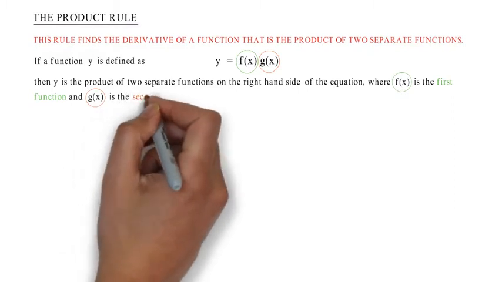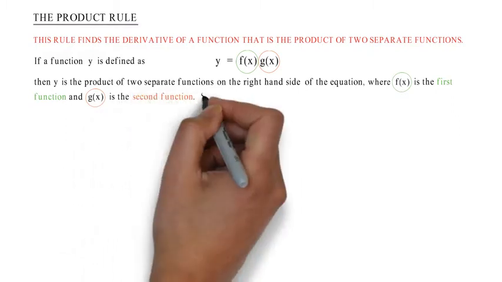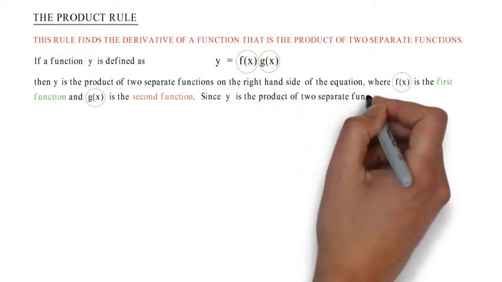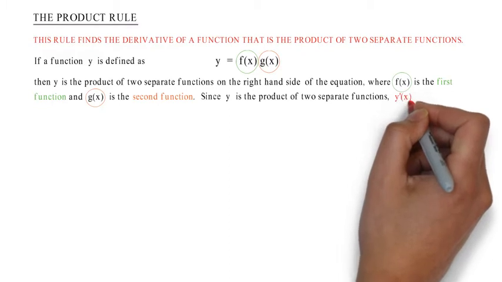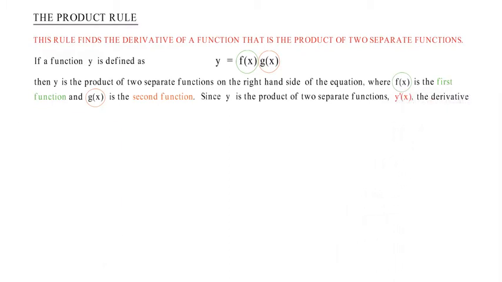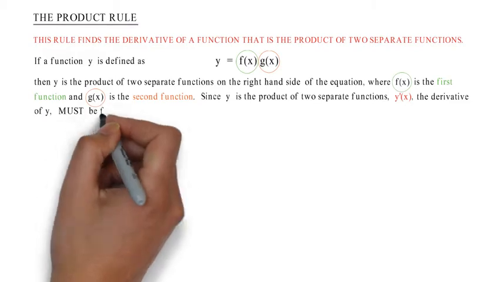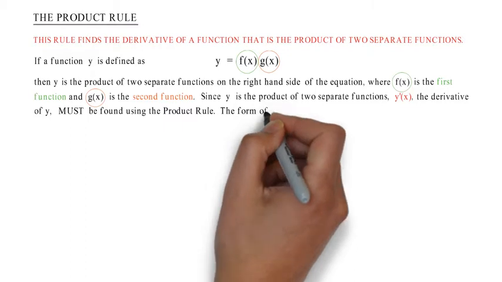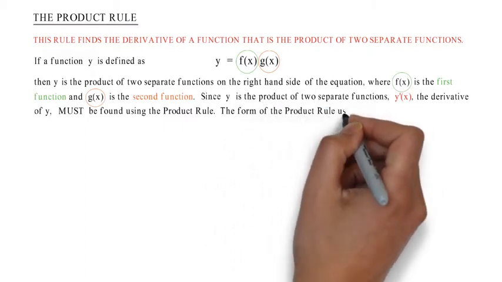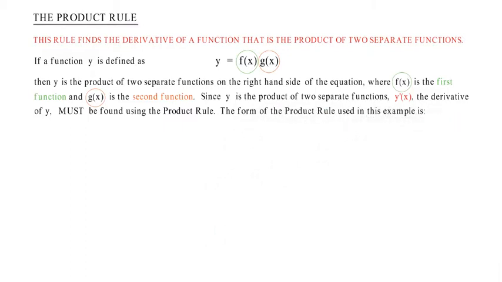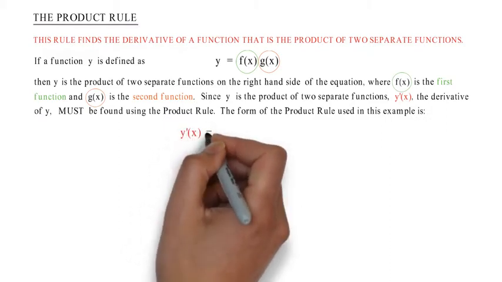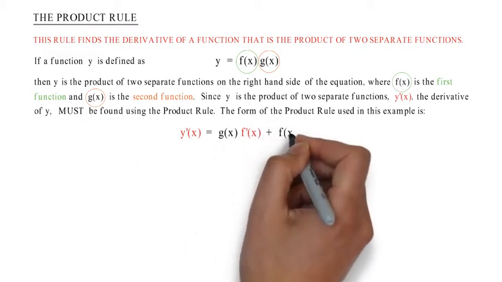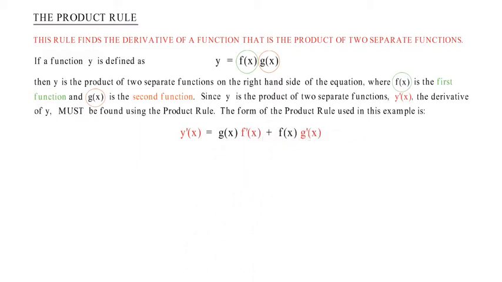is the second function. Since y is the product of two separate functions, y'(x), the derivative of y, must be found using the product rule. The form of the product rule used in this example is y'(x) equals g(x) times f'(x) plus f(x) times g'(x).